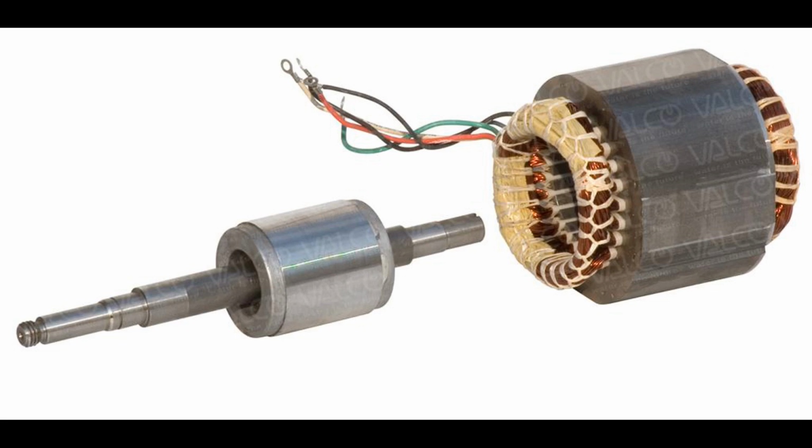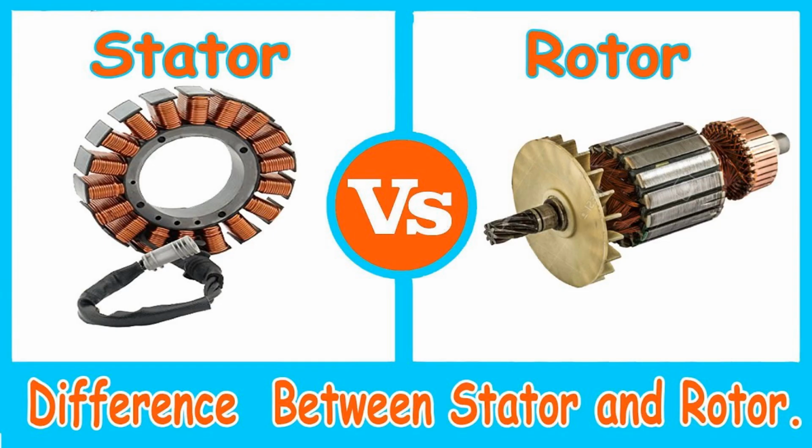Voltage regulation. The magnitude of the induced voltage depends on various factors, including the strength of the rotor's magnetic field, the speed of rotation, and the number of turns in the stator coils. The alternator's voltage regulator adjusts the field current supplied to the rotor to control the strength of the magnetic field, thereby regulating the magnitude of the induced voltage and ensuring a stable output.